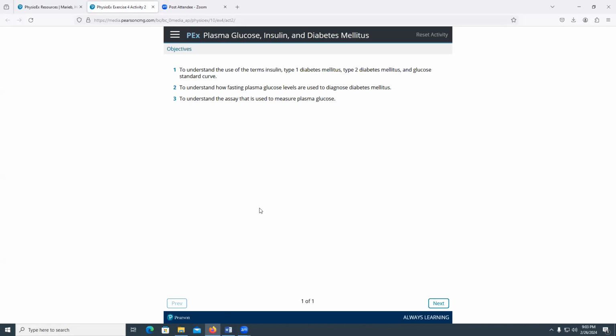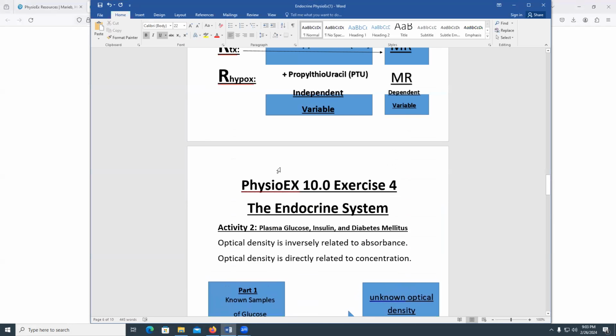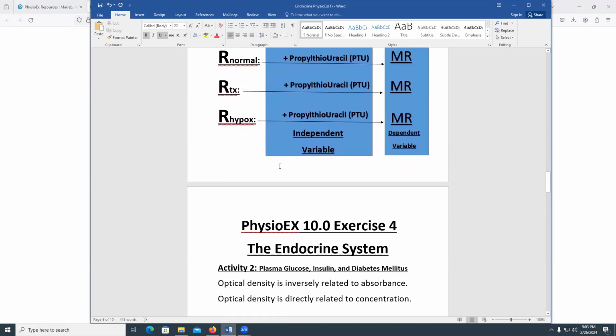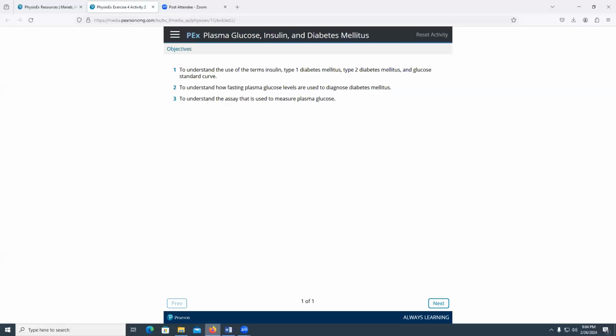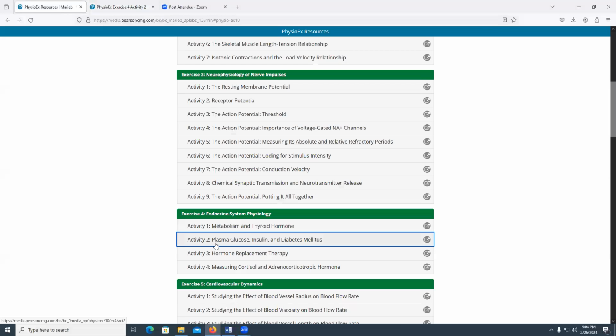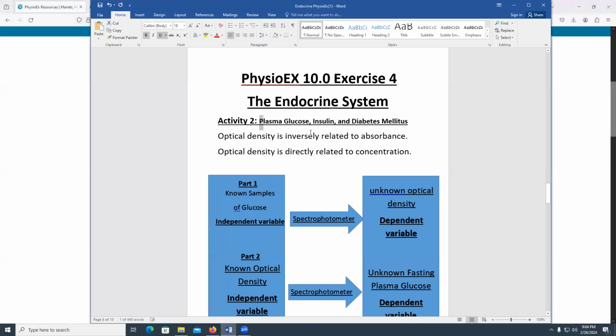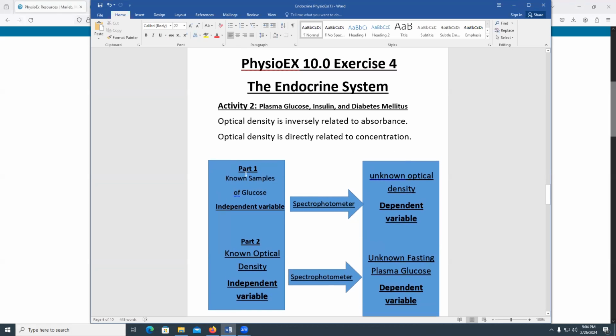And like we said, we have finished with part 1, so now we have finished with activity number 1. This is activity number 2, which is titled in PhysioEx as activity 2, plasma glucose, insulin, and diabetes mellitus. In this activity, we will do two experiments, which are two parts. So activity 2 of exercise 4, the endocrine system, is divided into two parts.